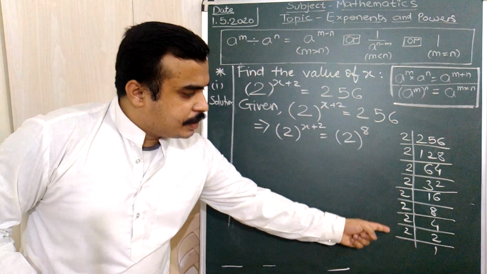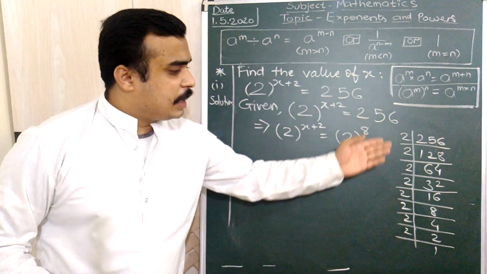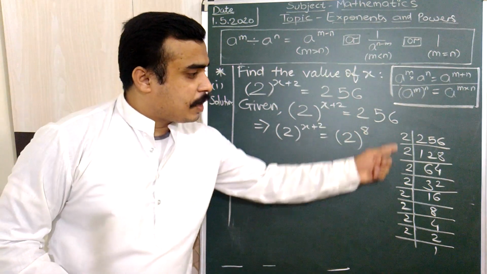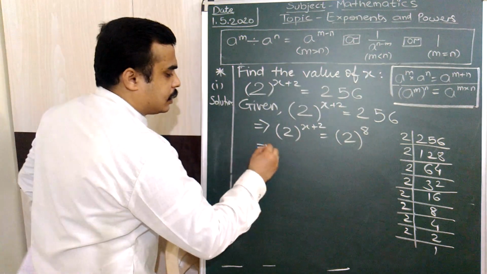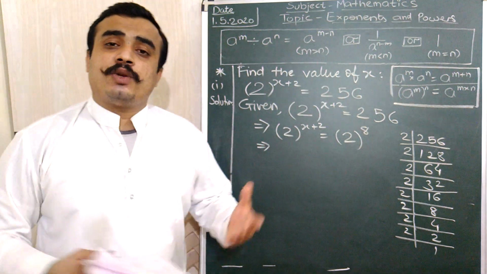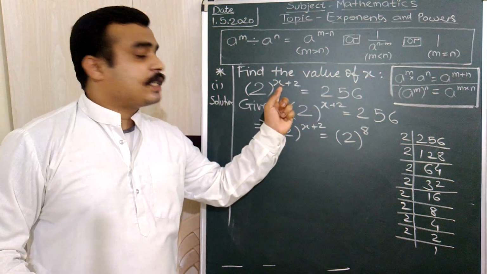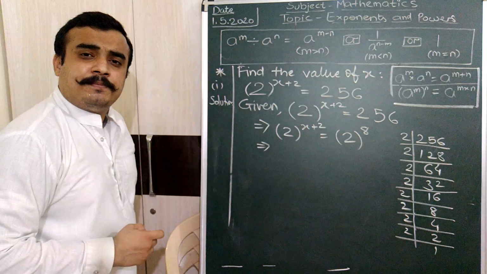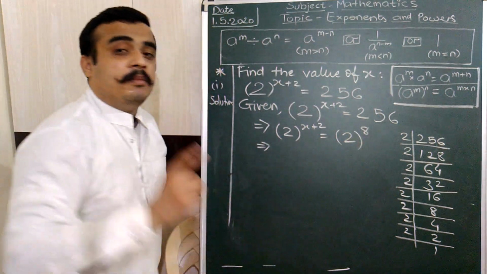when you multiply these 2s, you will get 256. When you multiply these factors, you will get 256 only. That means 2 raised to the power 8 is 256. Now actually in this question we have to find out the value of x. Now equal to is there, bases are equal, that means powers must be equal.